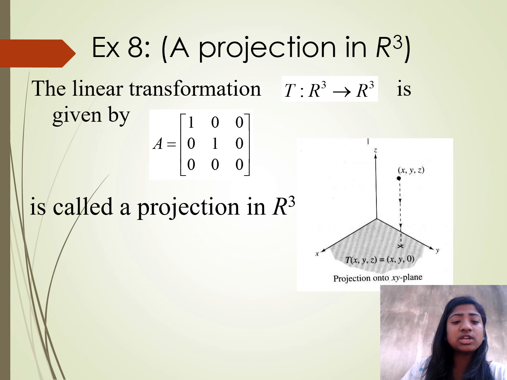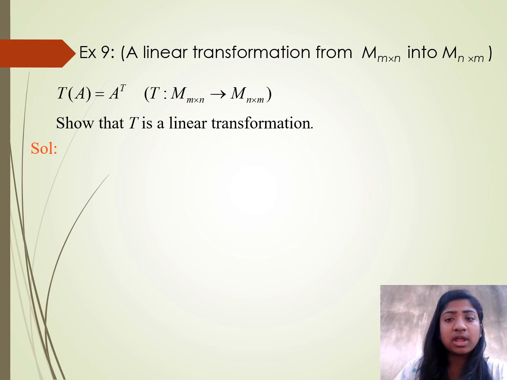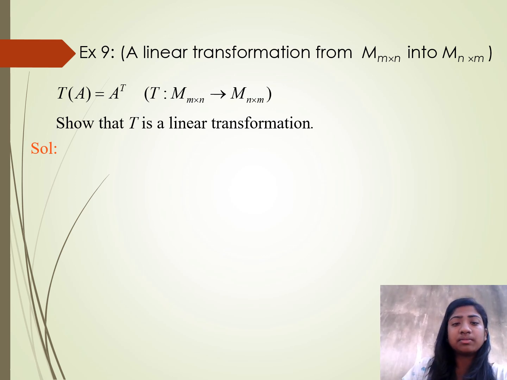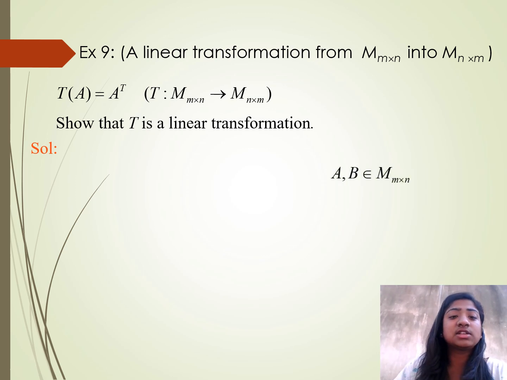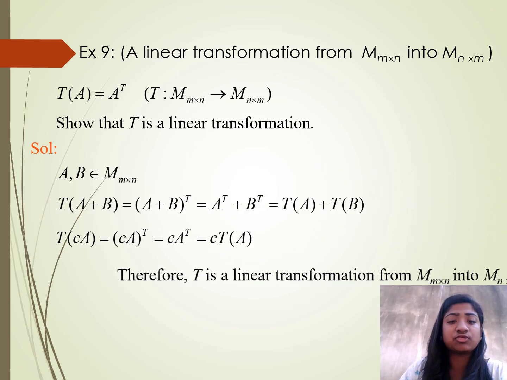Example 8. A projection in R cube. The linear transformation T mapping R cube to R cube given by the given matrix is called a projection in R cube, and the diagram is given for it. Example 9. The linear transformation from m cross n matrices to n cross m matrices, T of A equals A transpose, T mapping Mmn to Mnm. Show that T is a linear transformation. Here is the proof to show that T is a linear transformation.